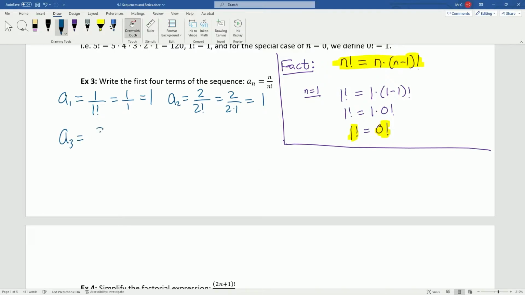a3 is 3 over 3 factorial. That's 3 divided by 3 times 2 times 1. And then I notice I can cancel that factor of 3. That leaves me with 1 over 2 times 1, which is 1/2. And finally, a4. That's 4 divided by 4 factorial.